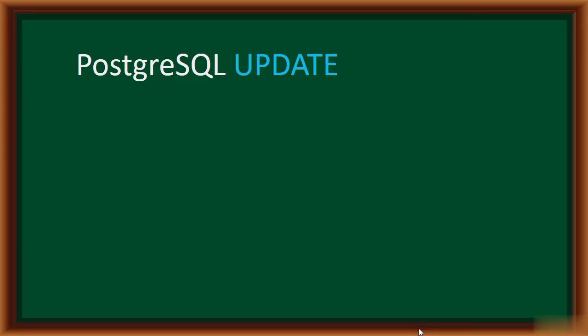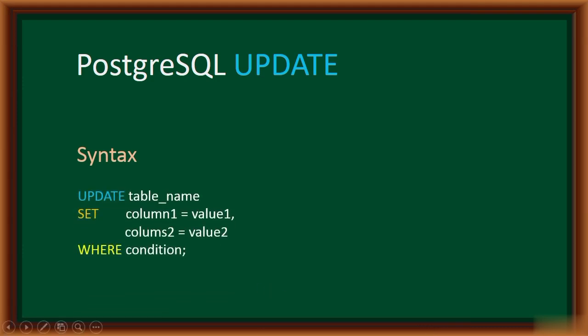In this lecture, you'll learn how to use the Postgres update statement to update existing data in a table. Let's have a look at a typical syntax. So this is what the syntax will look like to update data in a table. So you start with the update keyword, followed by the name of the table.